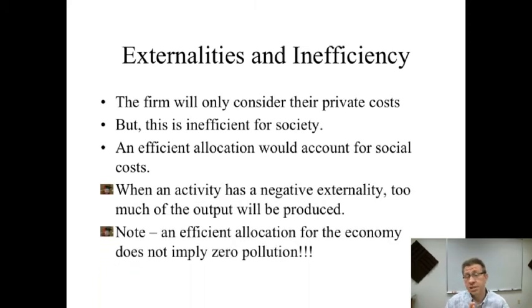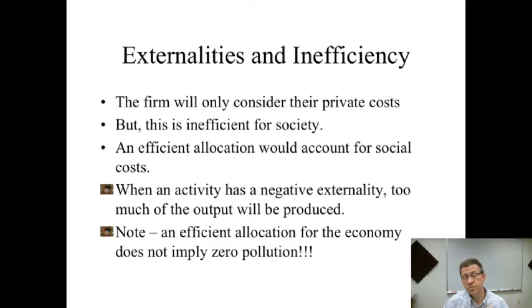So, as we're going to see graphically in a moment, when an activity has a negative externality, like pollution or loud music in the evening, there's a side effect that the people not involved in the transaction are paying a cost for. When that happens, too much output will be produced.